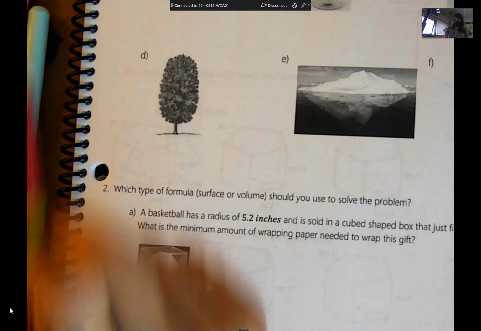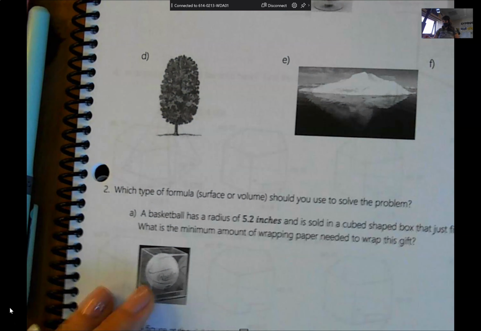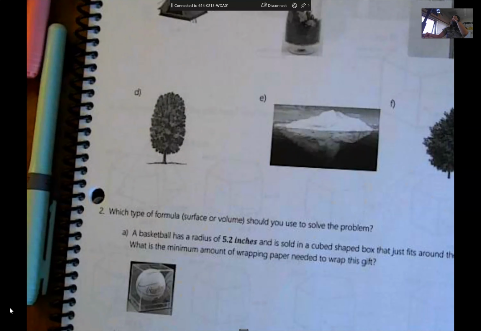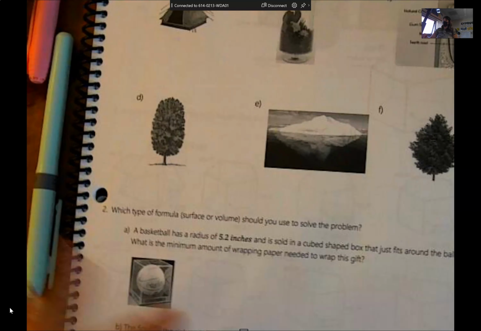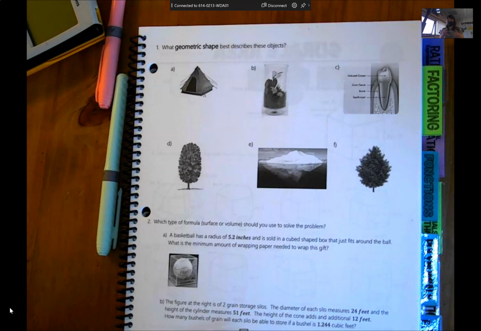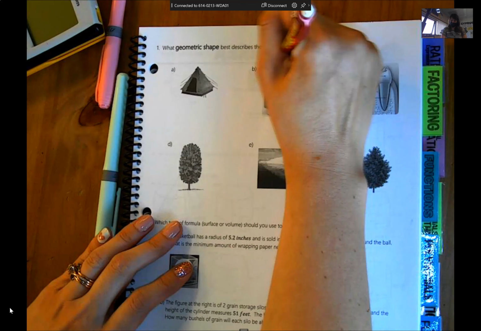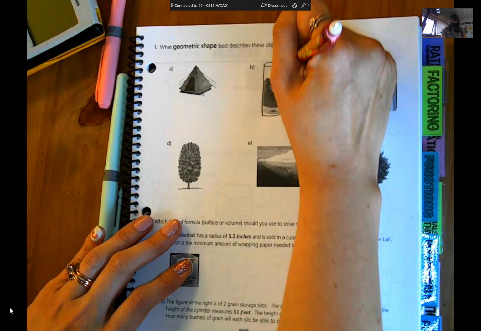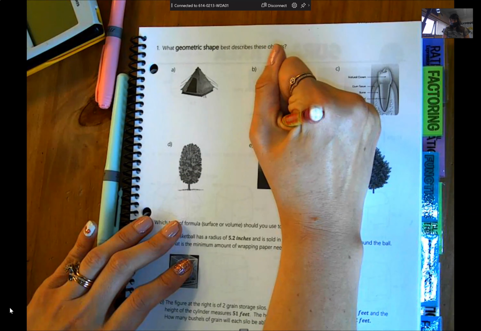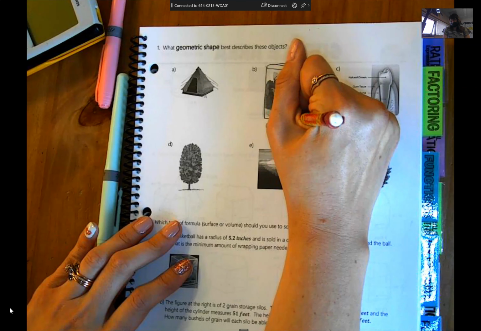Okay, so you guys try A through E and do your best job at deciding what three-dimensional shape it is. So like B is really easy. It's a cylinder. So you guys go through and try the other ones.